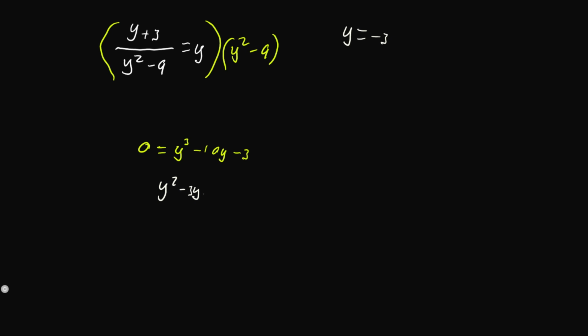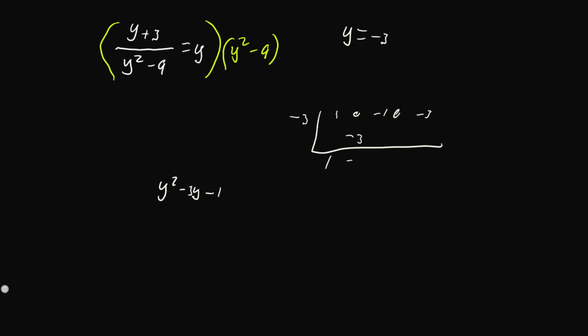And that is going to be minus 1. And here we have the remainder being 0, so we don't need to write that down. So we were able to get the quadratic by using synthetic division. So we had 1, 0, negative 10, and negative 3. Drop down 1, multiply by negative 3, add. Now we just repeat the process, and we were able to get this, which is exactly y squared minus 3y minus 1.